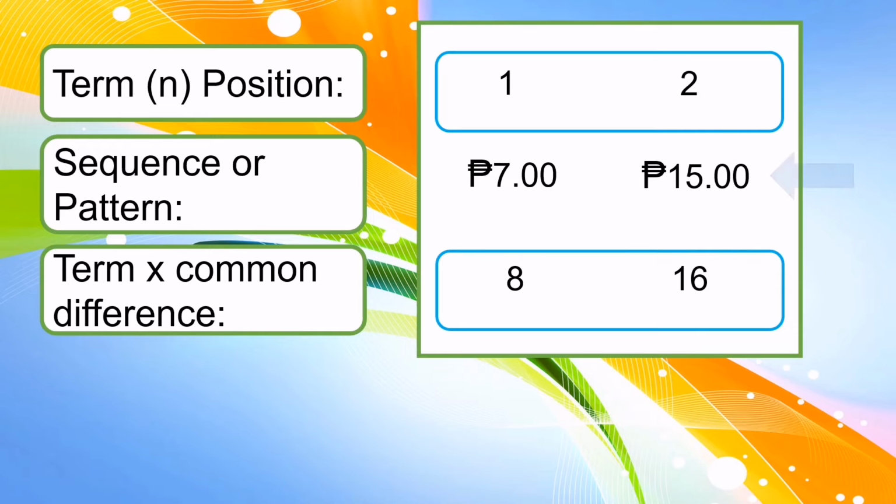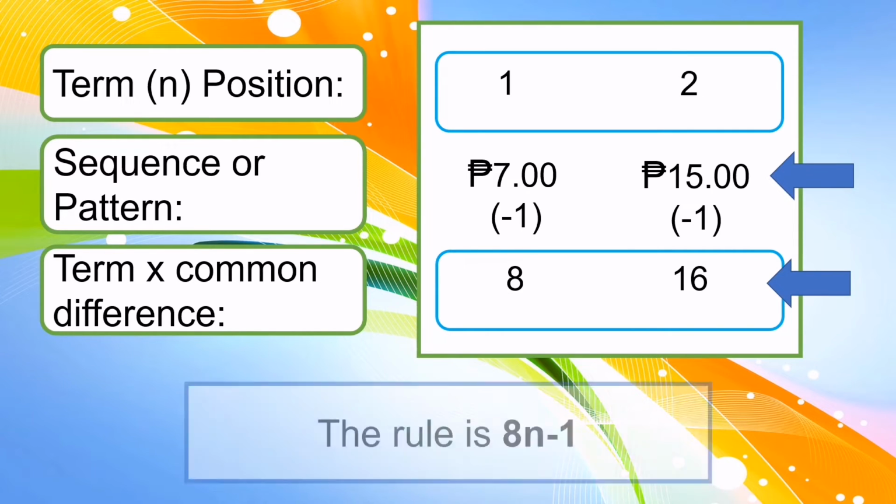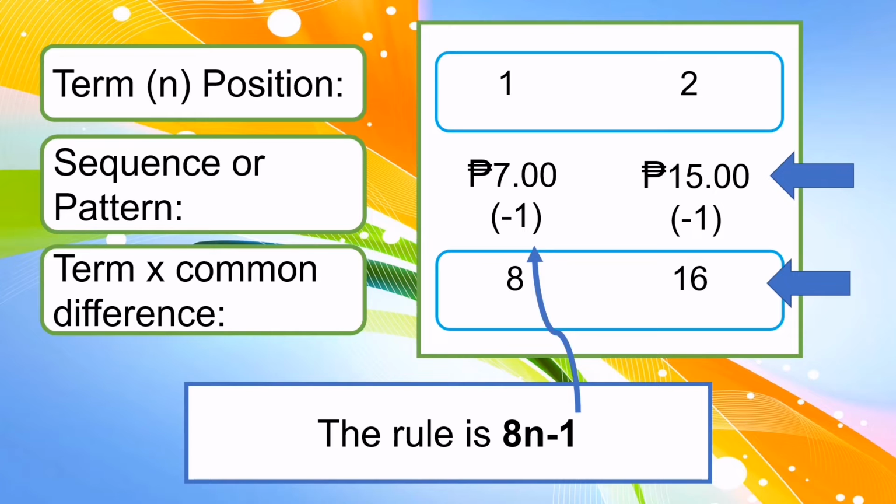Now compare the numbers here. We get 7 by subtracting 1 from 8, and we get 15 by subtracting 1 from 16. That means the rule has minus 1 at the end. So the rule is 8n minus 1. We get 8 from the common difference. Letter n is the nth term, and the minus 1 we get from comparing the common difference to the first term.